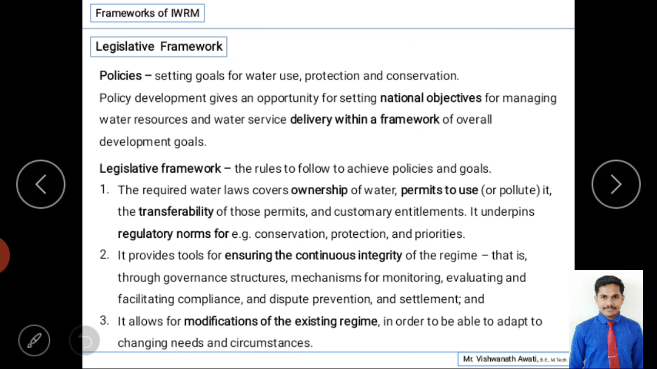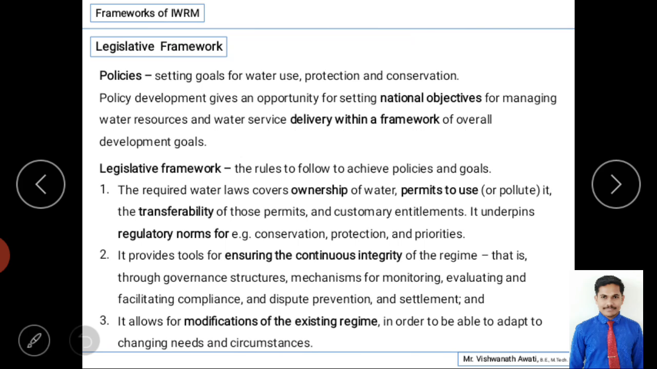All the things, detailed information. For example, if you want to get a permission for water use, there will be rules and regulations. According to the rules and regulations, we submit some documents, and they will verify the documents. After verifying, they will check all the legal frameworks and legal requirements. If you are eligible, then they will give permission.